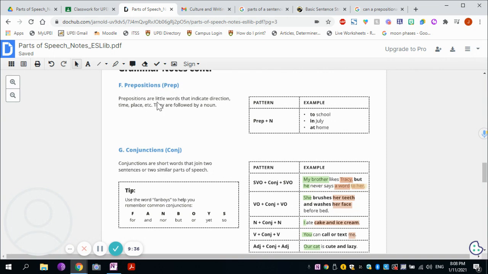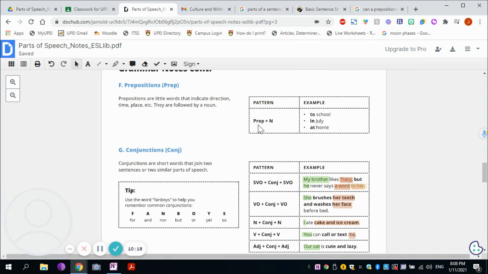Prepositions. Prepositions are little words that indicate direction, time, place, etc. They're followed by a noun. English has many, many prepositions and very few easy rules to understand them. So you often have to learn the preposition and the noun that goes with it. They often also come after verbs, and so sometimes you will have to learn the verbs and the prepositions that go with those verbs. They're very small, but they can be quite complicated to really understand.